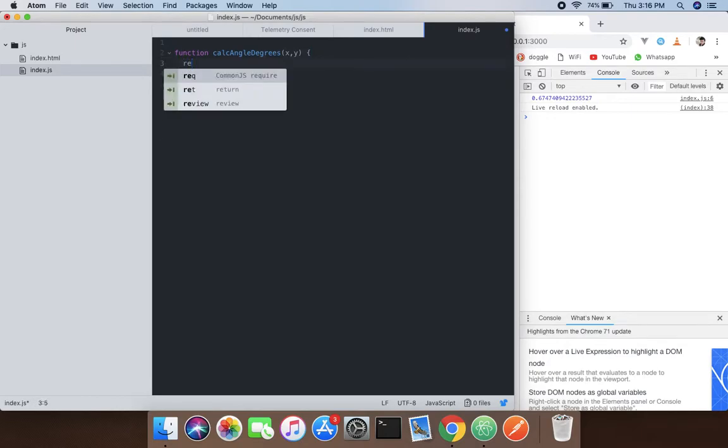make it return Math.atan2(x, y). This gives us the angle in radians, but in that way we could not find the angle in degrees.